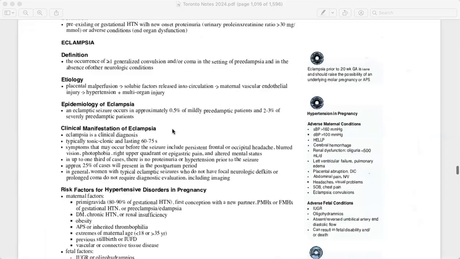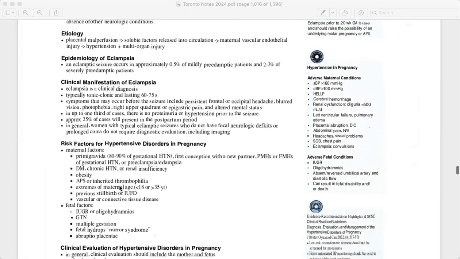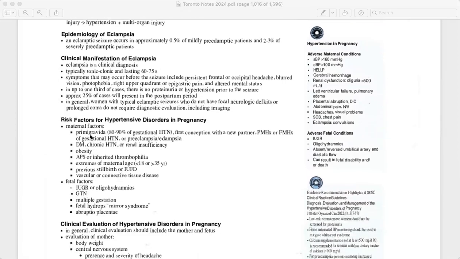Then epidemiology, there are a lot of people who actually suffered from this. Clinical features: eclampsia is a clinical diagnosis. Usually if there is a hypertension history along with convulsions, we go with eclampsia. Tonic-clonic, lasting from 60 to 75 seconds. They can ask you what kind of fits or seizures they can experience. So this is tonic-clonic. Symptoms that may occur before the seizures include persistent frontal and occipital headache, blurred vision, photophobia, or any right upper abdominal or epigastric pain in up to one third of the cases, approximately 25%. So usually they happen.